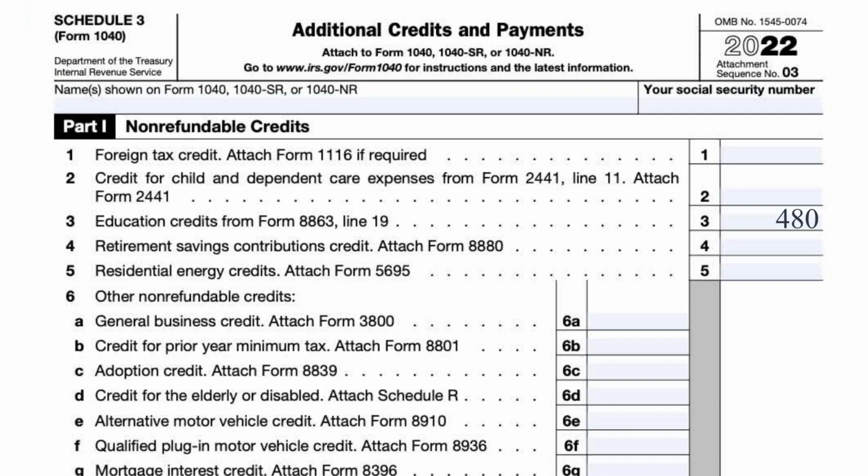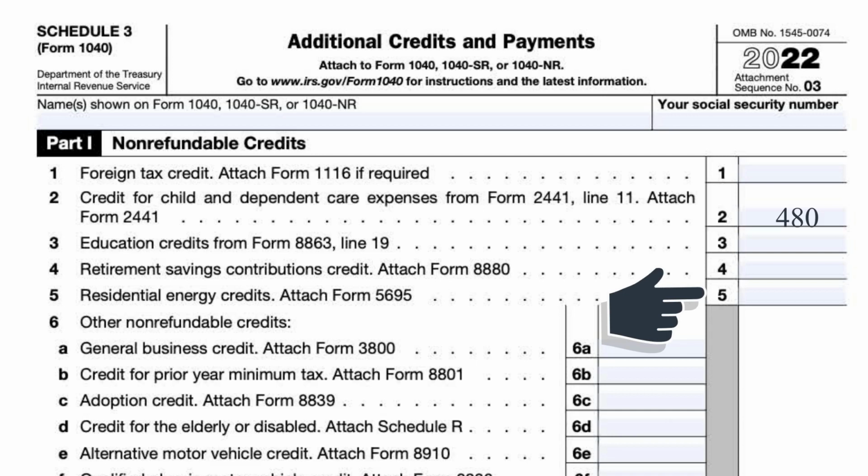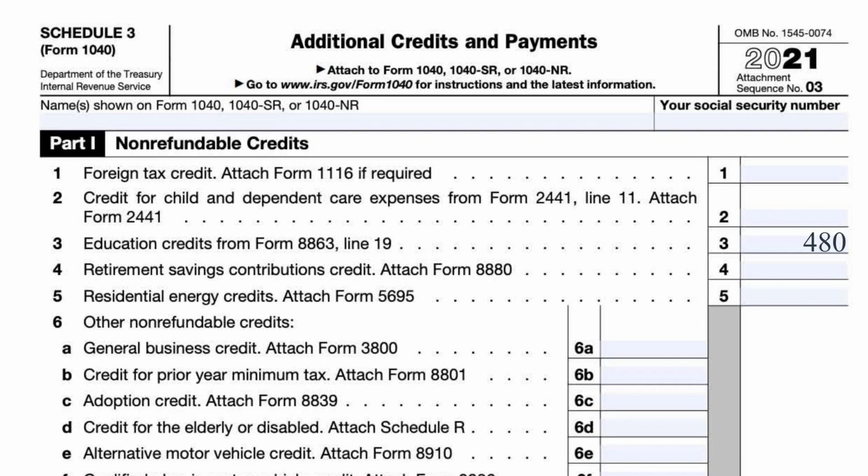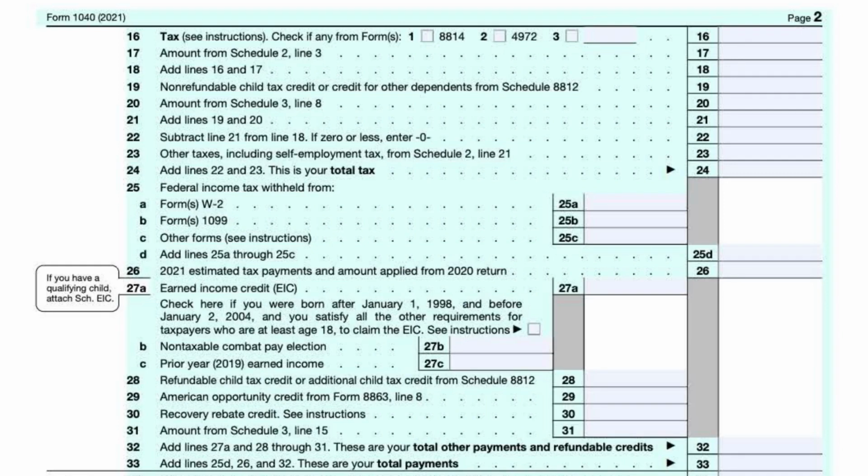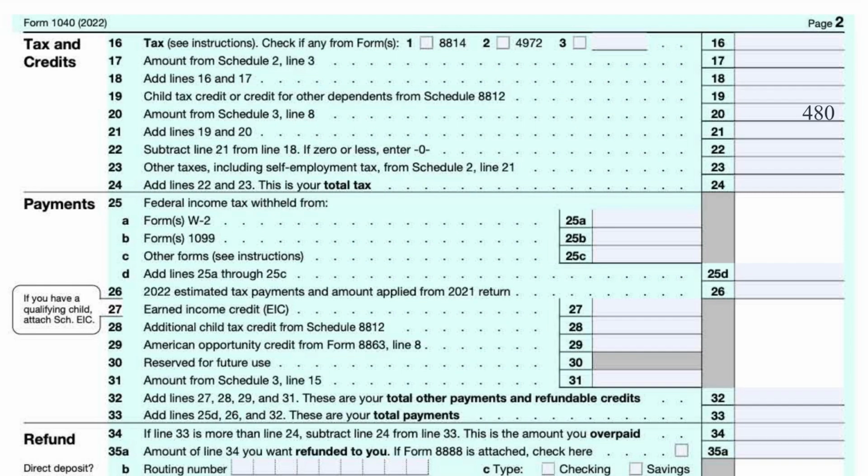Now moving on to line 5. A common reason to fill out line 5 would be if a taxpayer installed solar panels. Form 5695 needs to be completed. Once Schedule 3 is filled out to completion, we can enter the total amount from Schedule 3, which was $480 here, on line 19 of Form 1040.